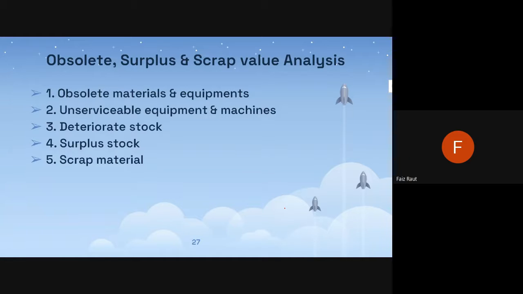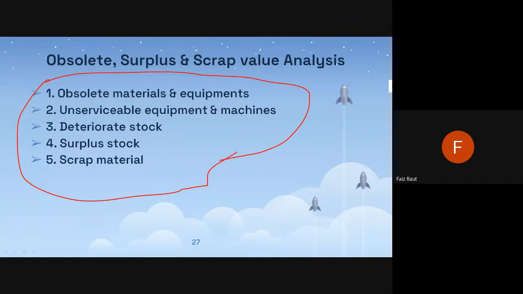All these materials, whatever these 5 types of materials are there, are no longer required basically. Obsolete, surplus or scrap value. Now we cannot use them for manufacturing, we cannot use them for distribution. So we need to keep track of them as well.